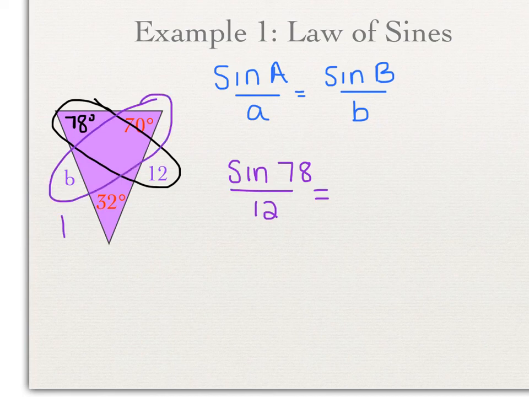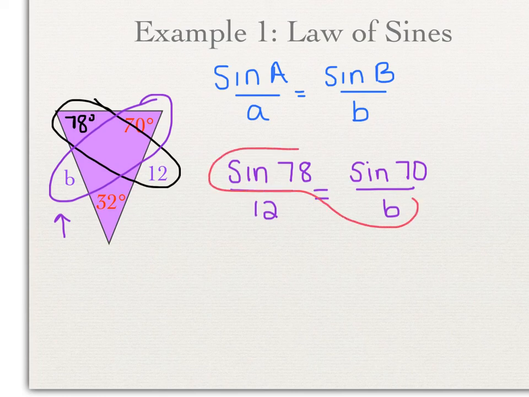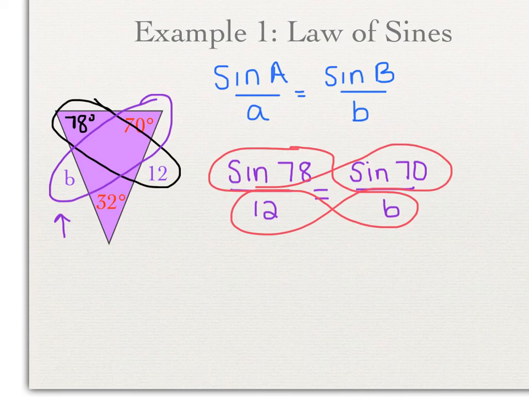This is the side I'm looking for, so I want to make sure I include this pair. I would say sine of 70 over side length B, because this B right here, this is what I'm looking for. Now to solve, I'm going to cross multiply. So I'm going to do sine of 78 times B equals 12 times sine of 70. And I'm going to write it out just like that for a second, and then you're going to see what I'm going to type in my calculator.